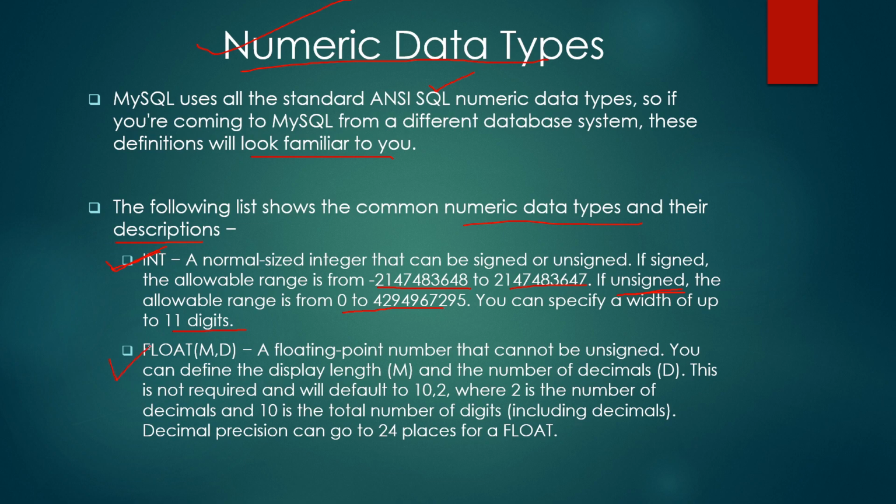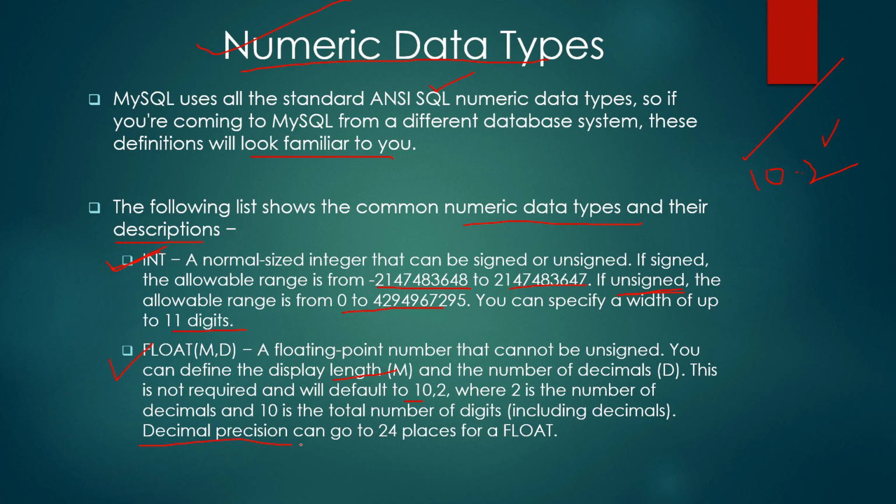Then we have float. Float means the decimal. A floating point number that cannot be unsigned. You can define the display length, what should be the length, and the number of decimals. This is not required and will default to 10 and 2, where 2 is the number of decimals and 10 is the total number of digits. So if you don't specify the length, it's okay. The default is 10 digits, and after the decimal point it will be 2 digits. Okay, so 10,2: 10 digits total, with 2 digits after the decimal.